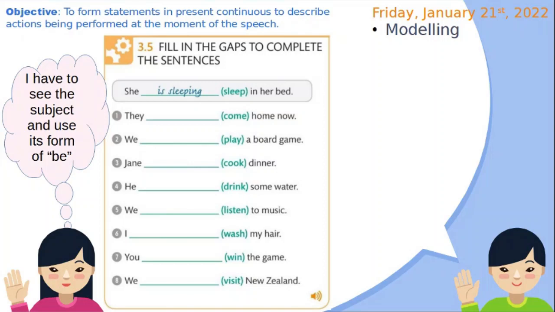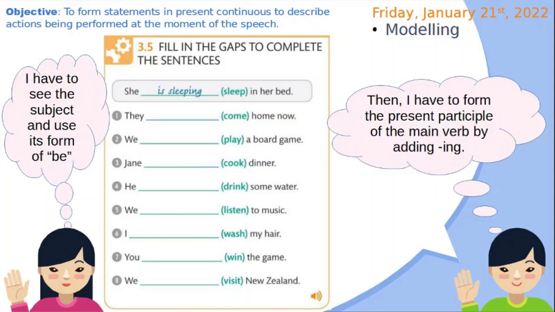And then, okay, then I have to form the present participle of the main verb by adding ing. So for number one, they, the form of be is are. They are, and come, I use coming. They are coming. I remember that I need to drop off that E and just use ing. So they are coming home now.